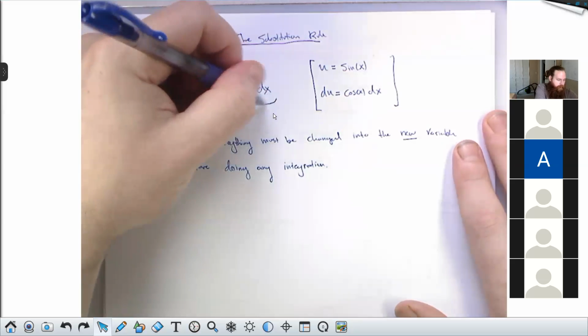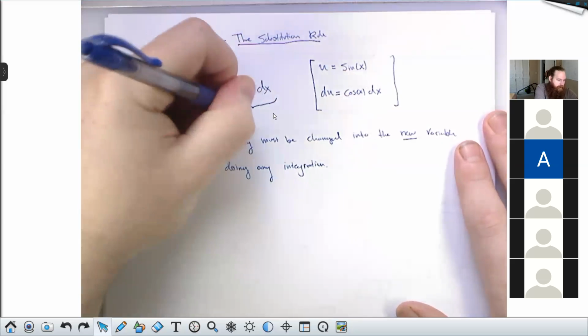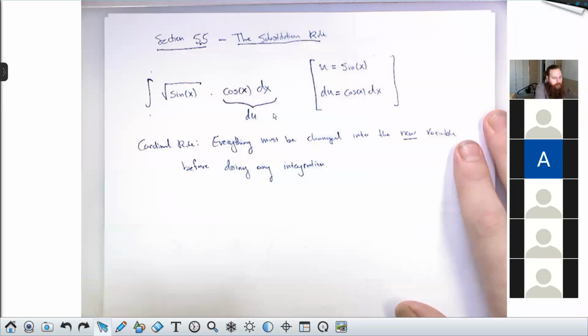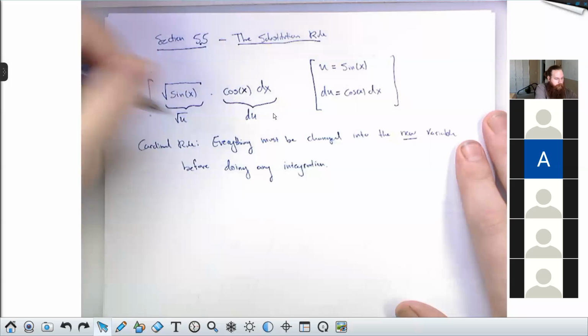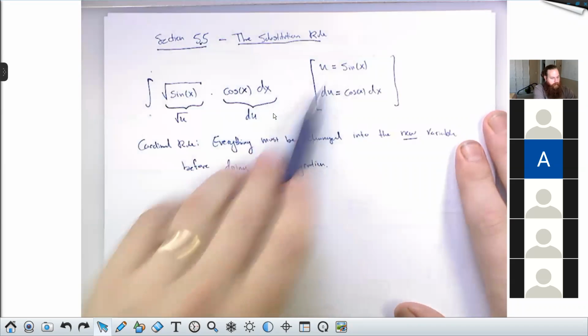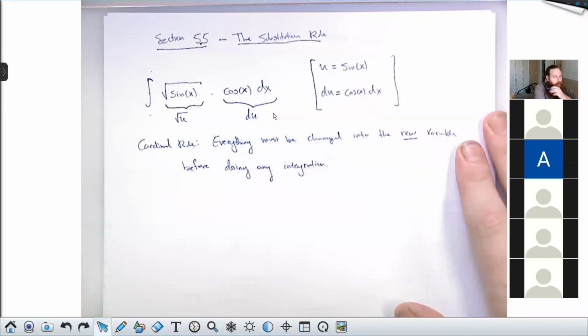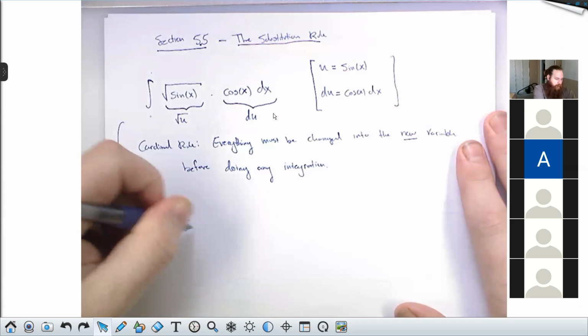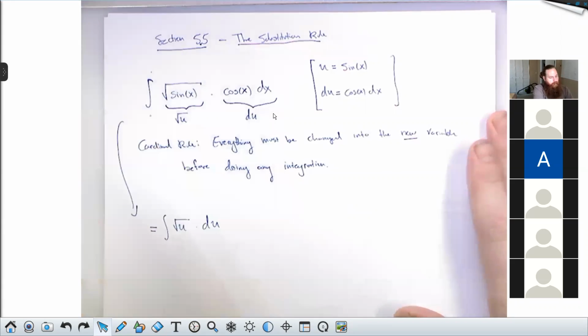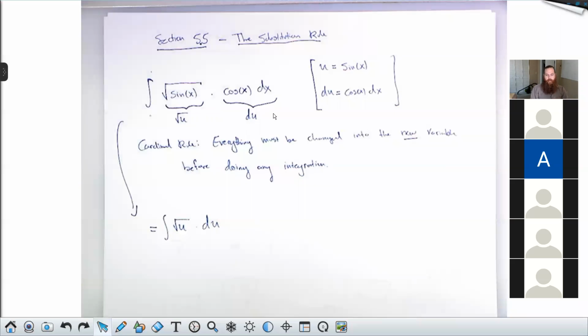Cos x dx, this is exactly du. And the square root of sine x, this is the square root of u, because u is sine x and du is cos x dx. So this one works out really easily. This integral is equal to the integral of square root u times du. Couldn't possibly be nicer. And from there, we know how to handle things.